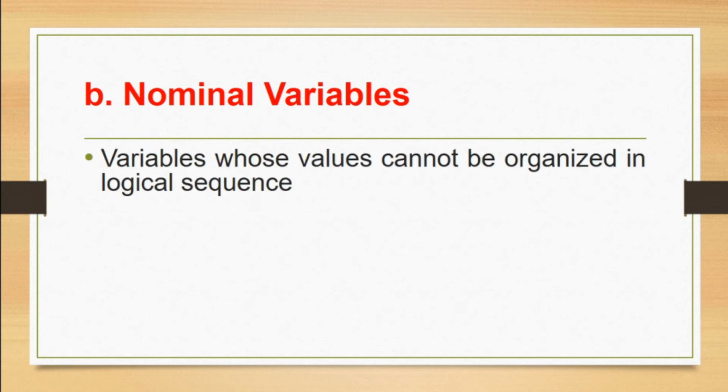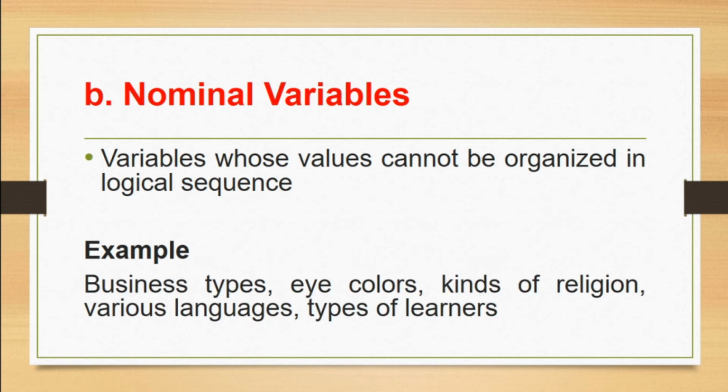And nominal variables. Nominal variables are variables whose values cannot be organized in a logical sequence. Hindi siya na-organize through logical sequence. Example, business types. So, hindi siya naka-organize. Eye colors, hindi rin organize. Kinds of religion, varieties of language, types of learners. So, nominal variable siya.